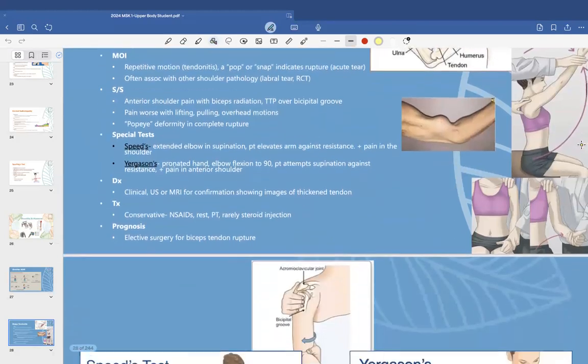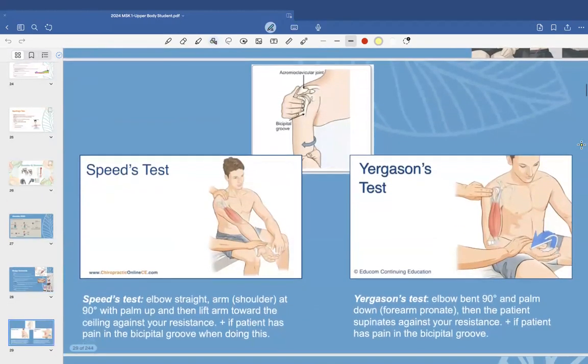All right, as far as the tests, these are how you do it. Speed's test: your elbow is straight, your arm and shoulder are extended at 90 degrees with your palm up, and then they'll try to lift against your resistance. If they have pain right in that bicipital groove, that's a positive test.